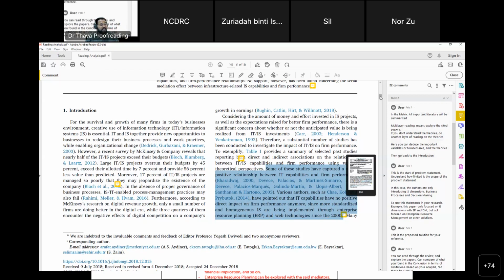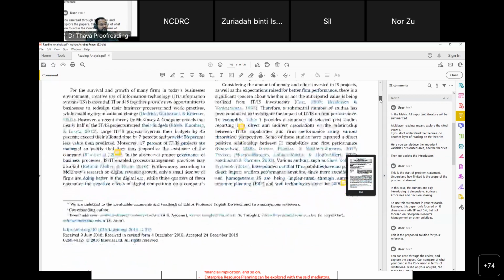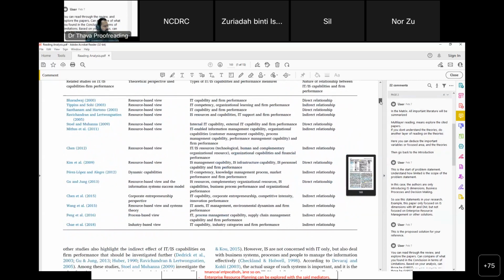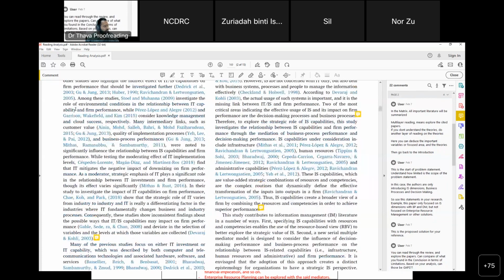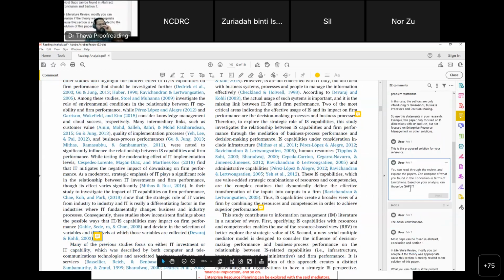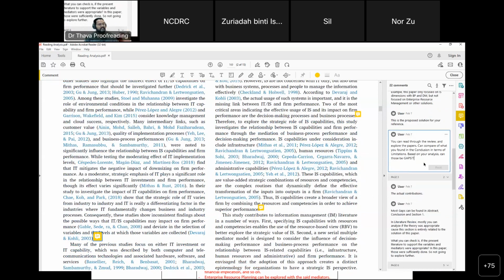So what you do then is start a mini literature review within the introduction section itself. This is all literature review, all of this. You can go through this if you want to. I would advise you to read it. When you're reading a paper and you come to this segment, I'm breaking down the introduction segment for you. So you can read through the review and explore the papers, and compare what you found in the conclusion in terms of limitations.